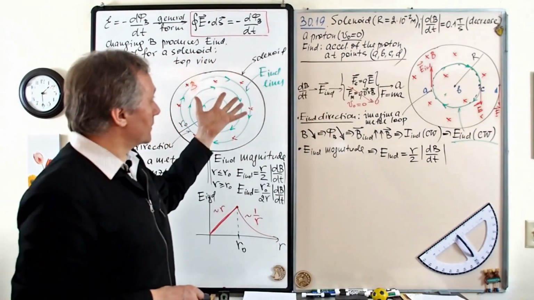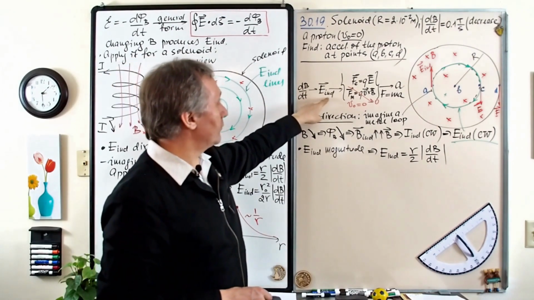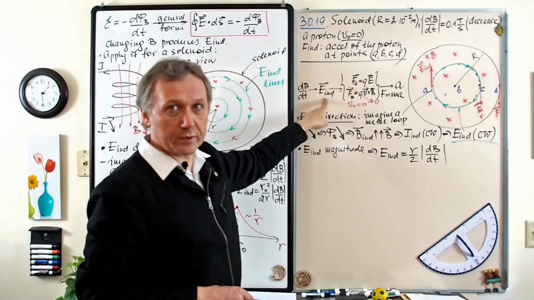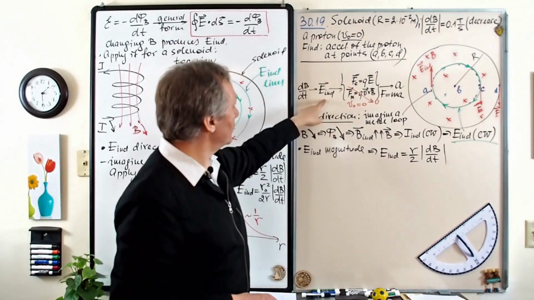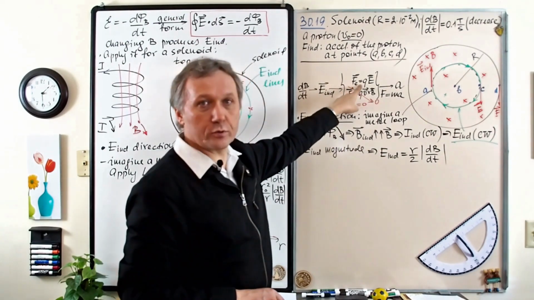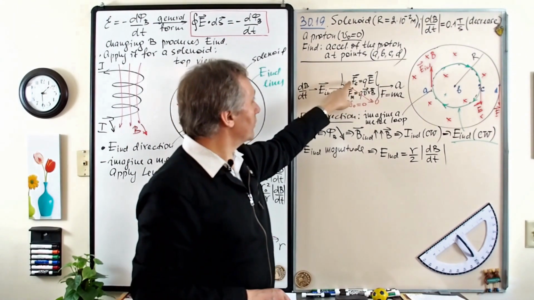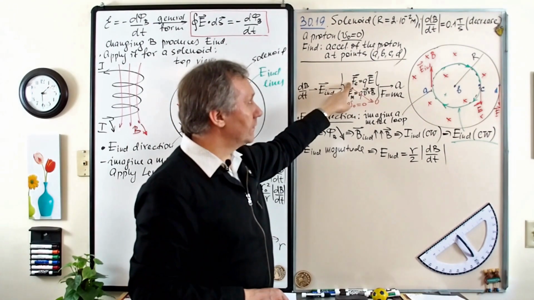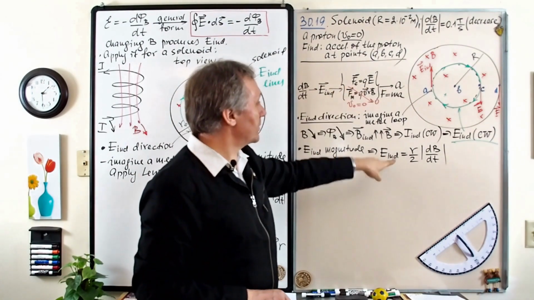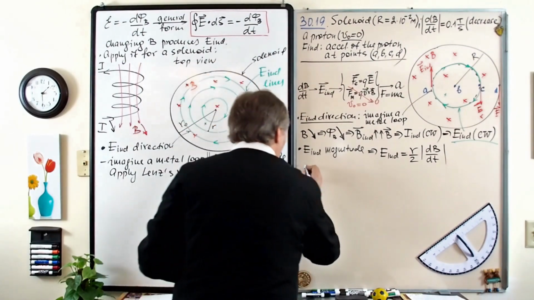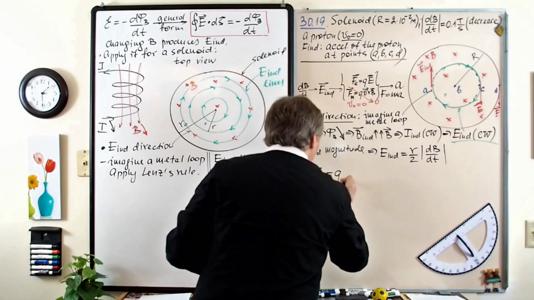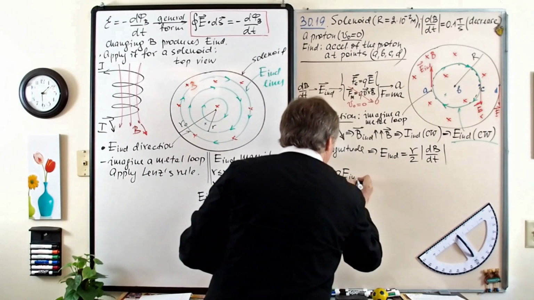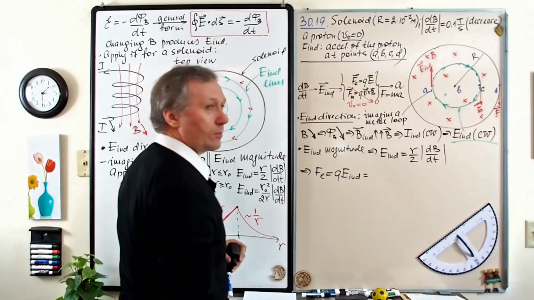We know the magnitude. So what's next? We know everything about the induced electric field, direction and magnitude. So now we need to move over here to this point, the electric force, Q times this. So, as the next step, F electric equals Q E induced. We'll just multiply by Q.